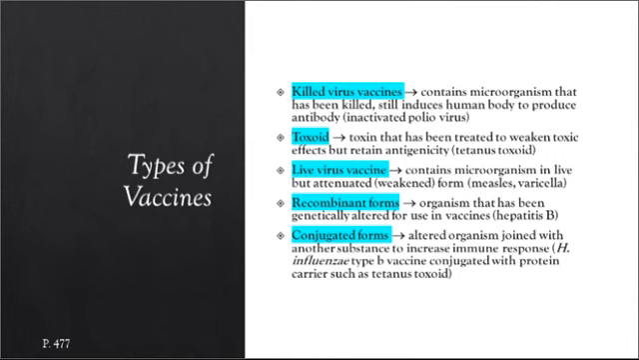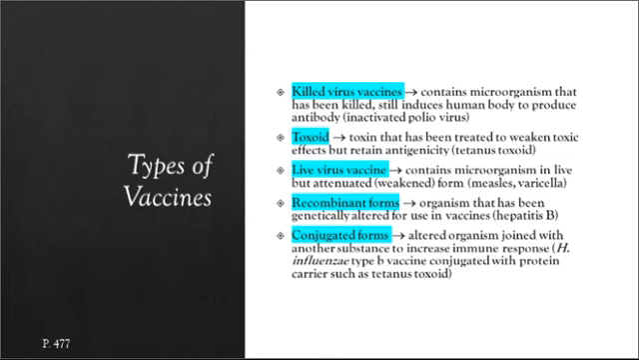Okay. Now this slide, you will see questions on this slide. So you need to understand the different types of vaccines. Killed virus vaccine: microorganisms that have been killed. It's in the name, killed virus vaccine. Inactive polio is one of those. Toxoid, I mentioned the tetanus toxoid. A toxin that has been treated to weaken the toxic effects, but to retain the antigenicity. So you'll be given a tetanus toxoid, so your body will produce the antibodies and become immune to tetanus.